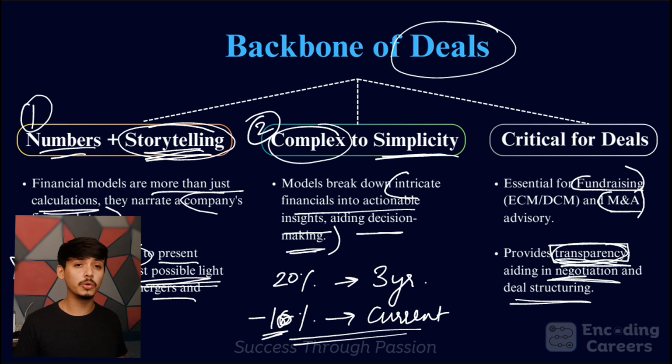What is the management going to take as their compensation? Is it 10 crores? Is it 15 crores? What is it going to pay towards other employee benefits? What is it going to spend towards marketing? You have to predict every line item and then put it in the financial model, and this will help in negotiation.